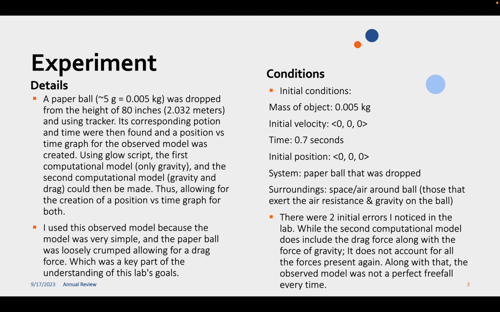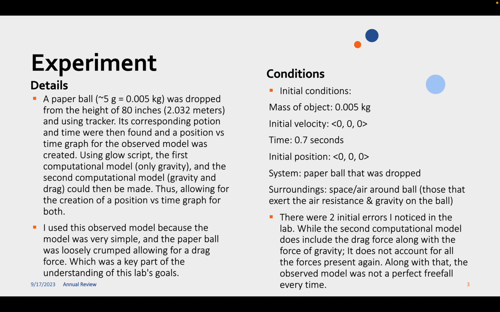I used this model because it's just very simple, and if there's any difference in the results, then I could look back on the calculations and know where it came from fairly easily. As well, if I had a perfect spherical object, then there wouldn't be much drag force, so I used a loosely crumpled ball to ensure that there was drag force. There's no initial velocity, and the initial position is 0 because I set it at the origin in Tracker. The time interval was 0.7 seconds, and the mass of the object, as I said, was around 5 grams, or 0.005 kilograms. The system was the paper ball, and the surroundings were the air that implemented the air resistance and gravity on the ball.